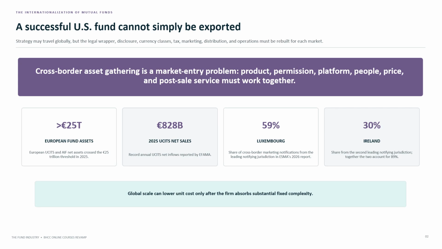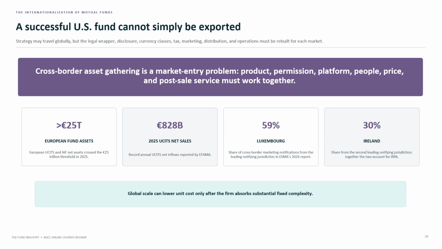The opportunity is substantial. European UCITS and AIF assets crossed 25 trillion euros in 2025, and UCITS net sales reached a record 828 billion euros. Cross-border notifications were also highly concentrated, with Luxembourg accounting for 59% and Ireland 30% in the ESMA data shown here. Those numbers explain why global firms care about these domiciles, but they do not guarantee success for any individual launch.